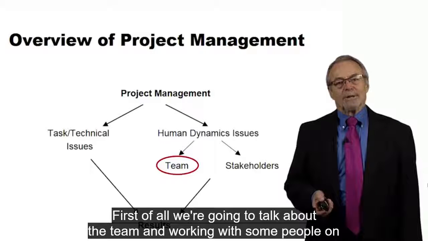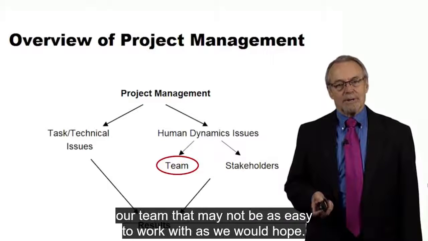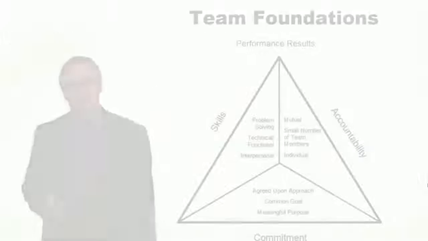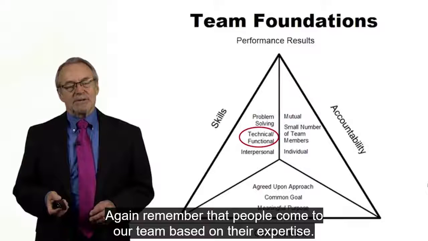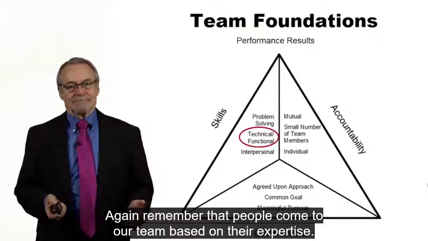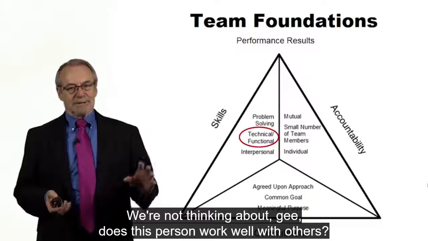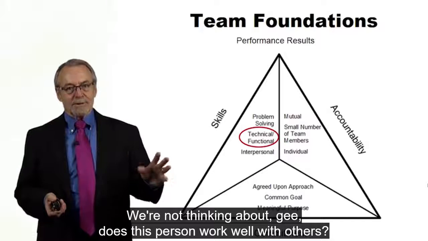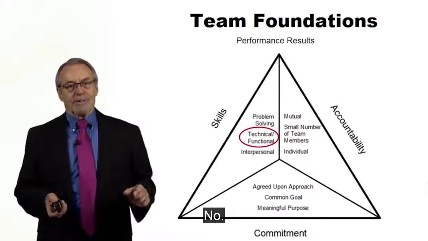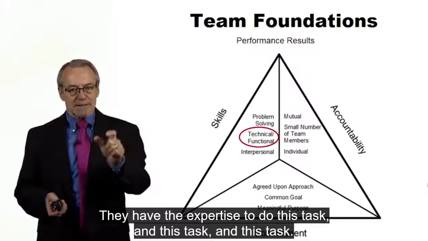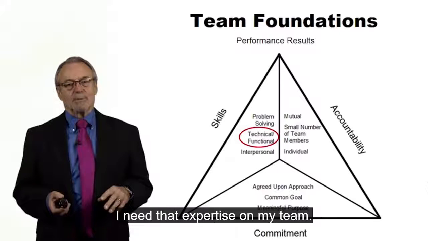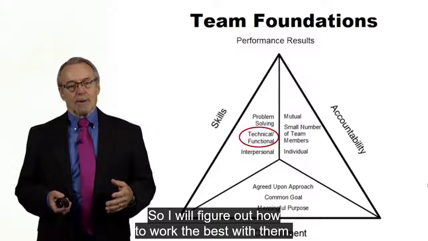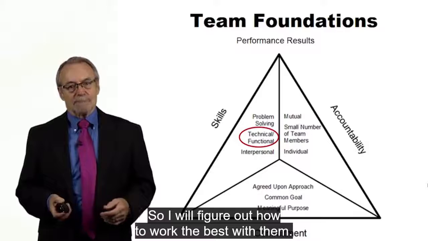First of all, we're going to talk about the team and working with some people on our team that may not be as easy to work with as we would hope. Again, remember that people come to our team based on their expertise. We're not thinking about, gee, does this person work well with others? Are they going to work well with me? No, they have the expertise to do this task and this task and this task. They're the experts on this part of the project. I need that expertise on my team. So I will figure out how to work the best with them.